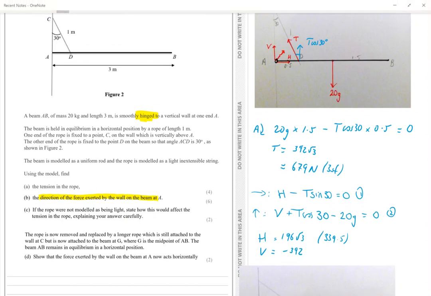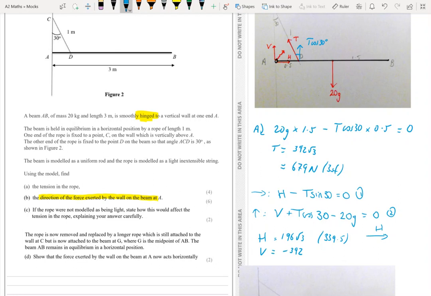We're going to make a triangle for H and V, where we look at H going across, V is going down, and we want to find that angle theta. Hopefully you can see tan theta equals V over H. So if you use arctan, you should get a theta value of 49 or 49.1 degrees. And we should specify clearly, so that's a direction below the horizontal and away from the wall.